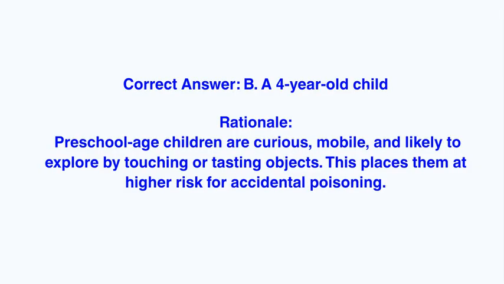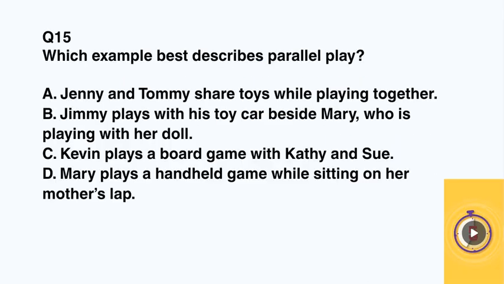Okay, correct answer is letter A, a 4-year-old child. This is the rationale. Preschool children are curious, mobile, and likely to explore by touching or tasting objects. This places them at a higher risk for accidental poisoning. Let's go to question number 15.